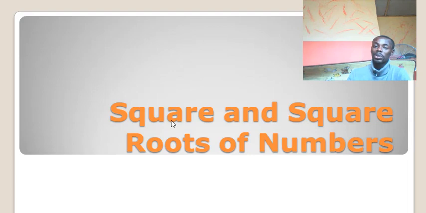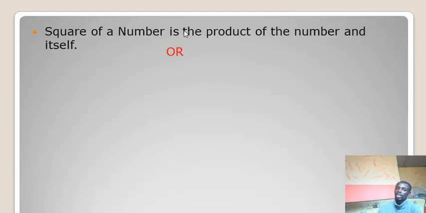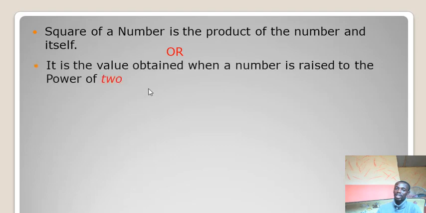In today's class, we're going to be considering square and square root of numbers. We'll start with the square of a number, which is the product of the number and itself. So when you square a number, it's like you're multiplying the number by itself. Also, you can say this is the value obtained when a number is raised to the power of 2. So when you multiply a number by itself or you raise the number to the power of 2, you're actually doing the same thing. What you obtain from that is the square of that number.